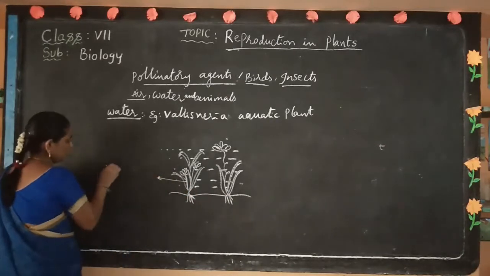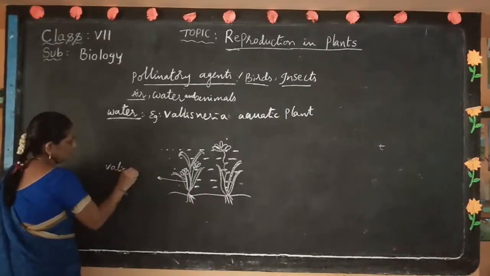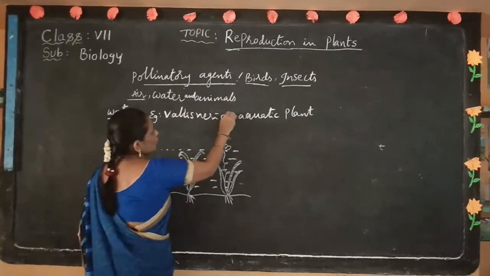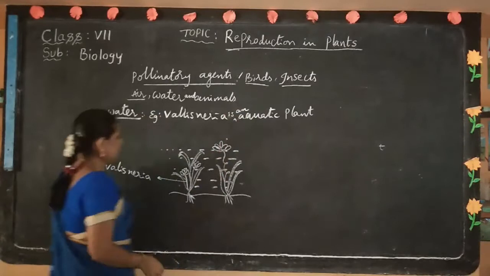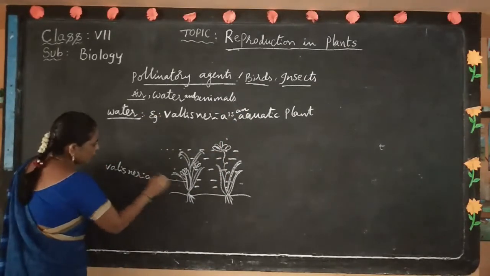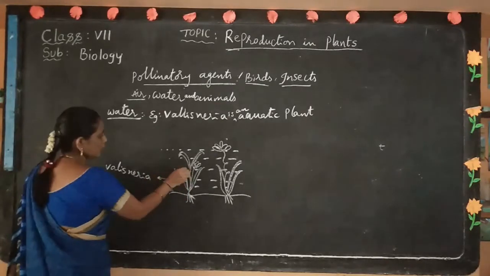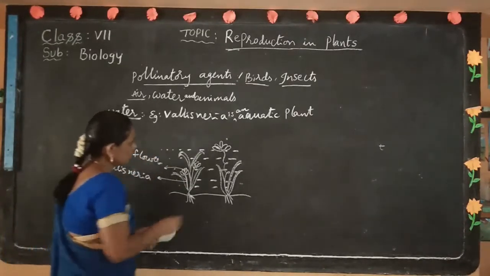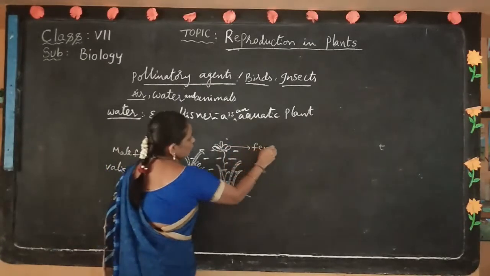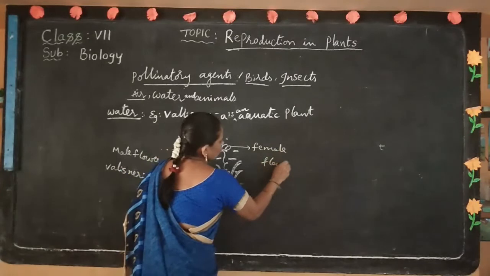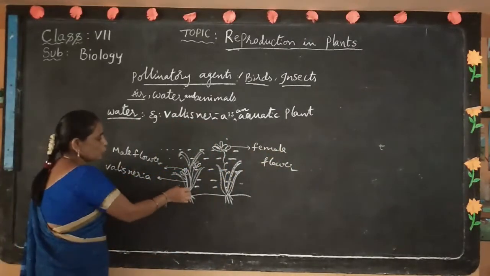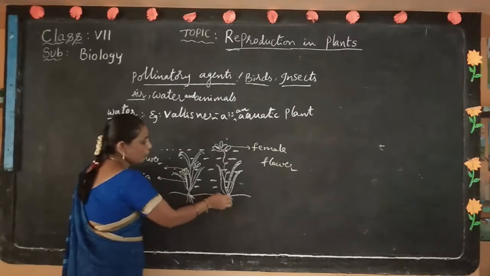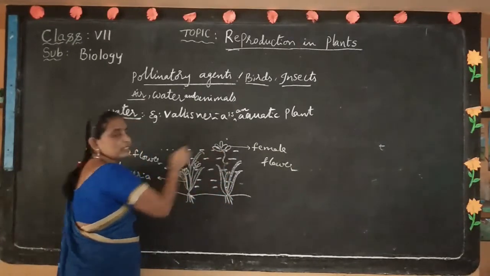This is Vallisneria. Vallisneria is an aquatic plant that lives in water. It presents a male plant and a female plant. This is a male flower, and this is a female flower. The male flower produces male gametes in the form of bunches. Then the female flower floats on the surface of the water.